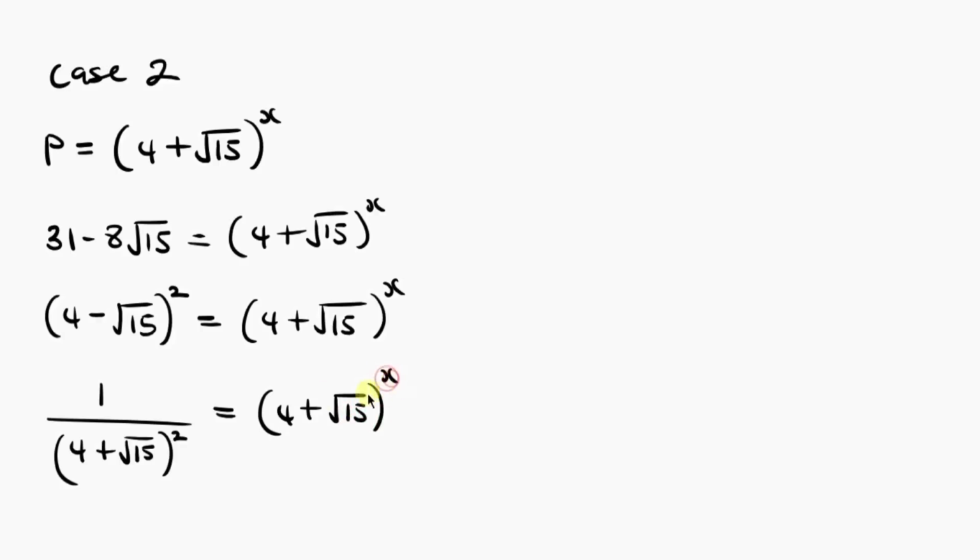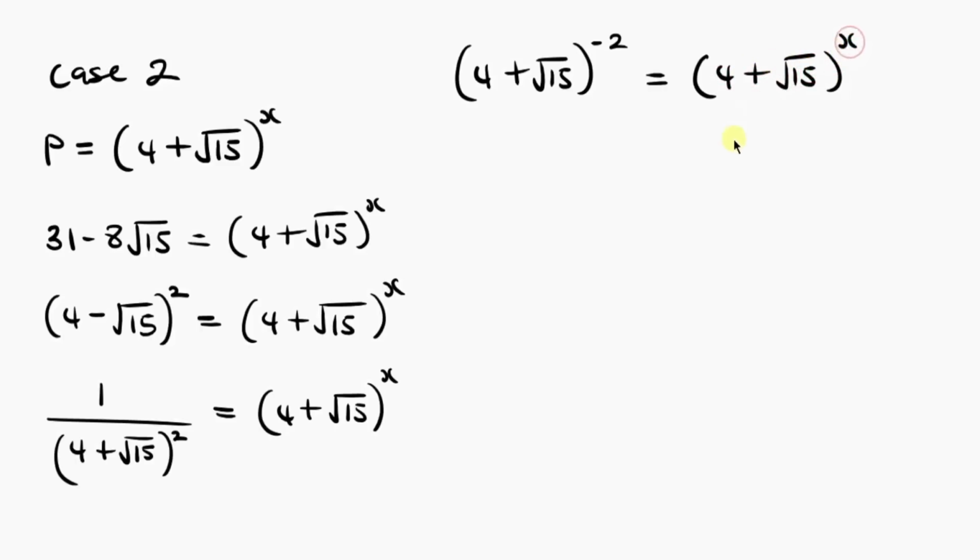raised to power x. Now notice, this is an inverse. Is that not so? And an inverse represents a negative power. So I'll be writing the base, which is 4 plus the square root of 15. Notice that it has a positive power before, but since it is an inverse, it is going to have a negative power of 2. Equal to what I have on the right hand side, which is 4 plus the square root of 15 raised to power x. Are you seeing that?